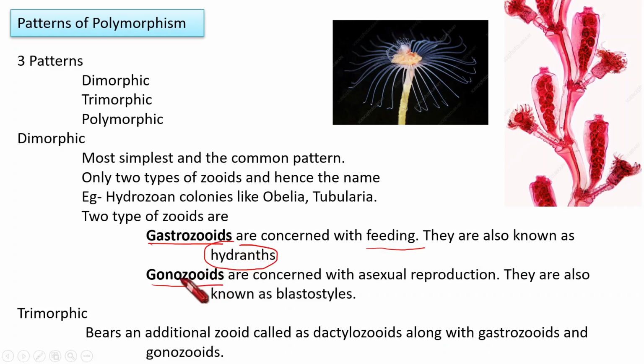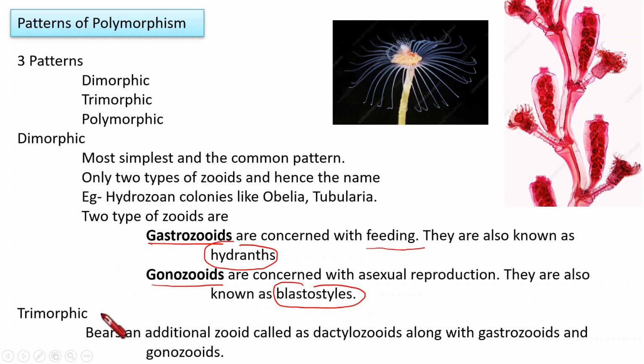Then gonozooid, from gonads, relates to a reproductive function. So it is concerned with asexual reproduction, and they are also known as blastostyles. Okay, clear? Is dimorphic clear to you?